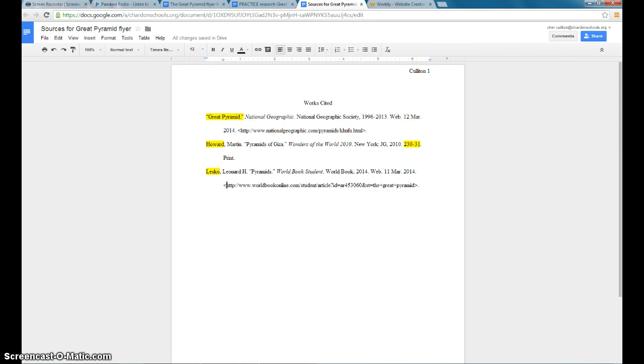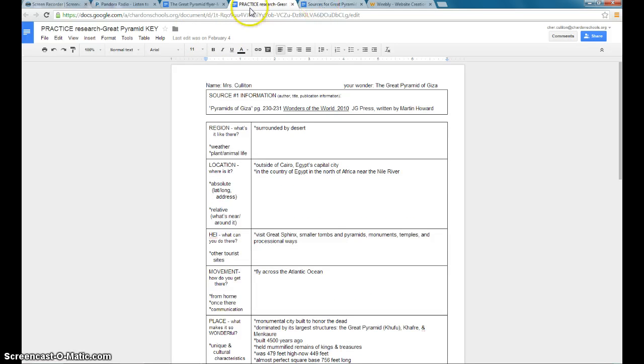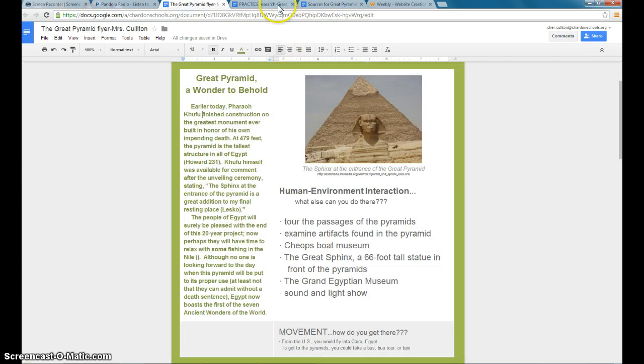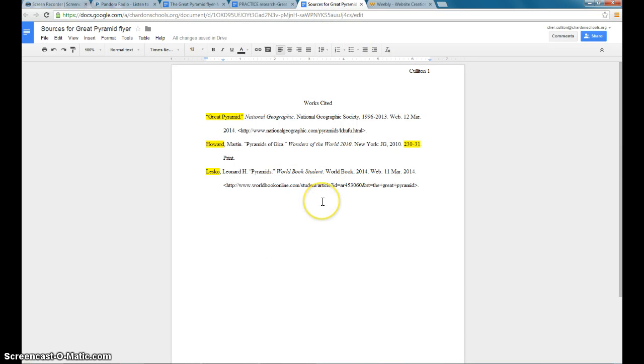This screencast is going to show you what to do after you're done writing your pamphlet when you need to go back and add your parenthetical documentation. So you'll see I have my pamphlet here. I also have my research chart, and I have my works cited because I'm going to need all three of these documents to do this.